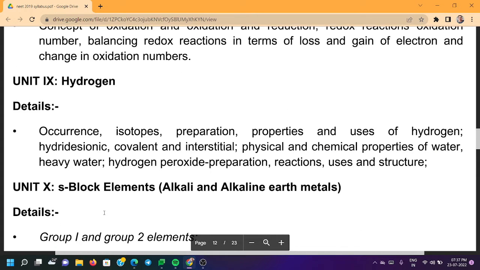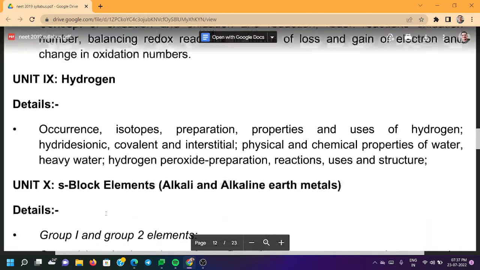Class 11 Chemistry Unit 9 Hydrogen. Occurrence, isotopes, preparation, properties and uses of hydrogen. Hydrides: ionic, covalent and interstitial. Physical and chemical properties of water, heavy water, hydrogen peroxide preparation, reactions, uses and structure.